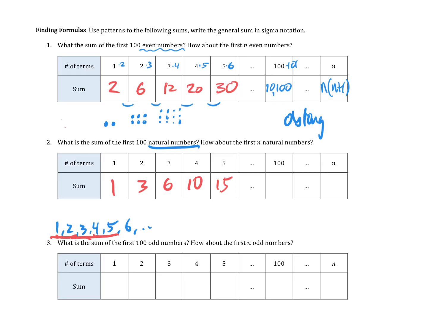So when the Greeks thought of this, they said, okay, I'm going to take 1, and then we're going to add up 1 plus 2. Then we'll add up 1 plus 2 plus 3, that's 6. 1 plus 2 plus 3 plus 4, that's 10. 1 plus 2 plus 3 plus 4 plus 5, that's 15. Notice these make nice triangles. So these are called triangular numbers.